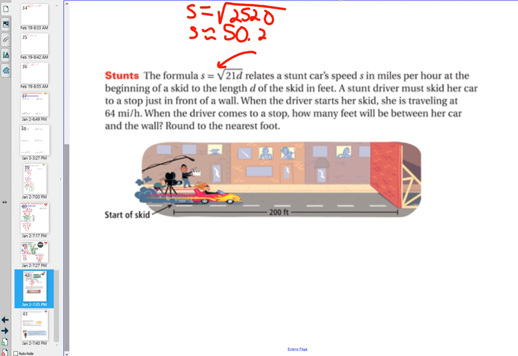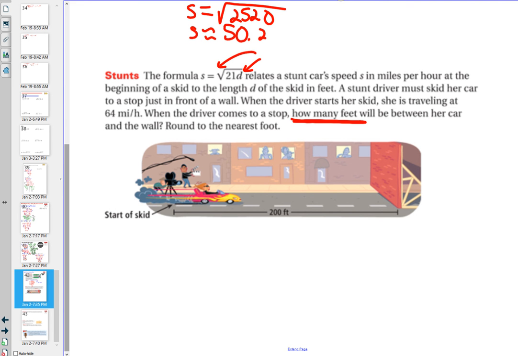A stunt driver must skid her car to a stop just in front of a wall. When the driver starts her skid, she is traveling 64 miles per hour. When the driver comes to a stop, let's look at the question, because this is going to tell us what to look for. How many feet will be between her and the wall? So if S is speed and D is the length of a skid, we're looking for a distance. So we need to know how long her skid is. I realize that it's asking you how far she's going to be from the wall, but we can deal with that later. What we don't know is how long the skid is going to be.